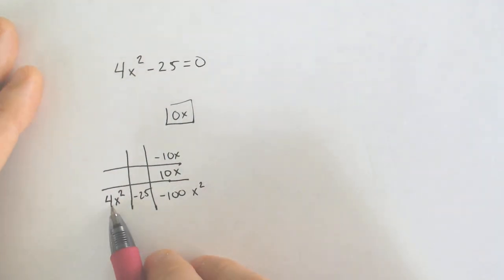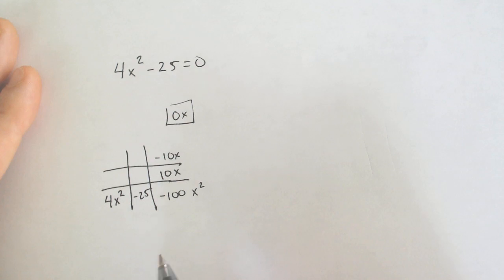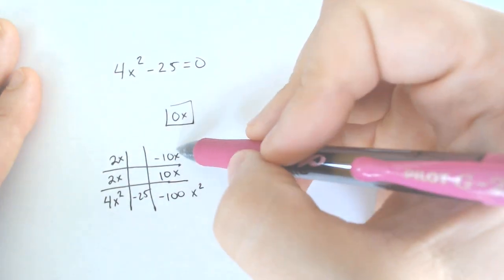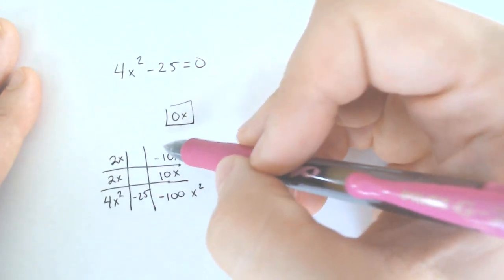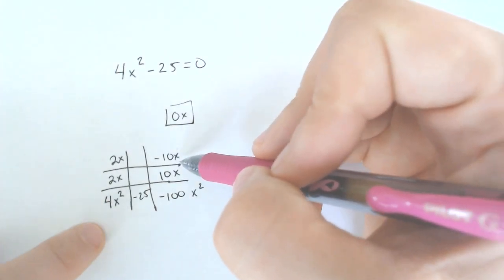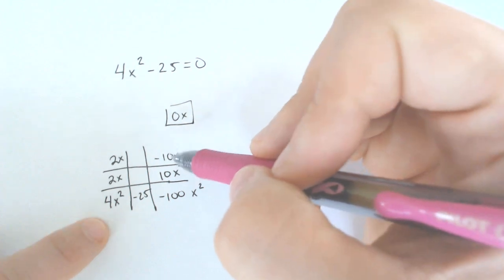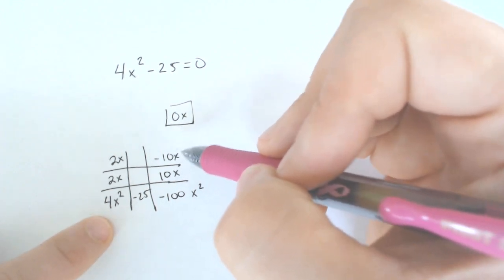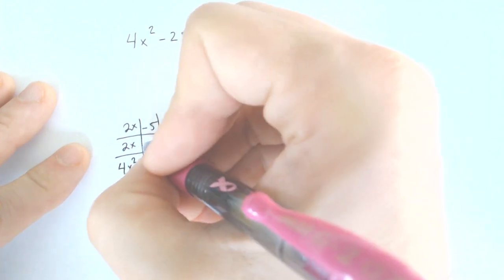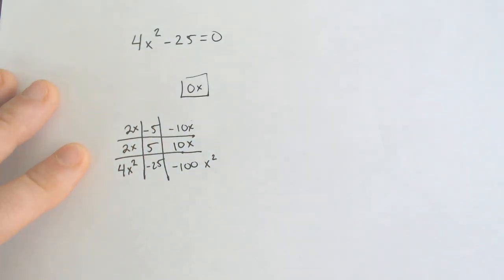And because this is a 4, 4 doesn't really go into 10. But I know that 2 and 2 also can multiply to 4. And I know that 2 can go into both 10 and 4, which is what you're looking for, the greatest common factor. What numbers can both 4 and 10 be divided by, and that's 2. And then this would be negative 5, and this would be positive 5.